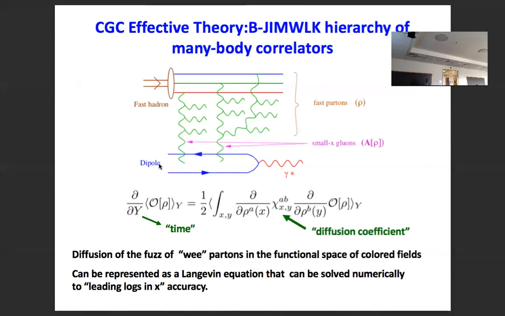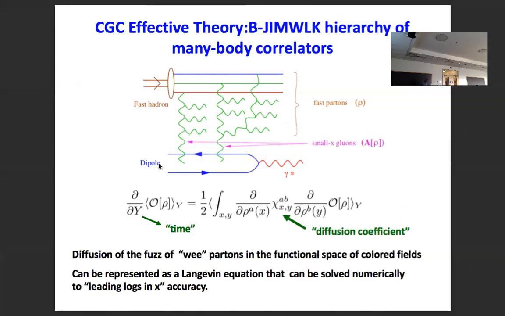And there's really a formal analogy to a functional Fokker-Planck equation where you can think of rapidity as time. And what you have on the right-hand side looks very much like, just like in configuration space, you have in color space partial derivatives. And then you have something like a diffusion coefficient in here. So this is really like a functional Fokker-Planck equation. And what it's doing is really describing the diffusion of the fuzz of weak gluons in the functional space of color fields. So that's really the remarkable power of this framework in describing how the dipole scatters.